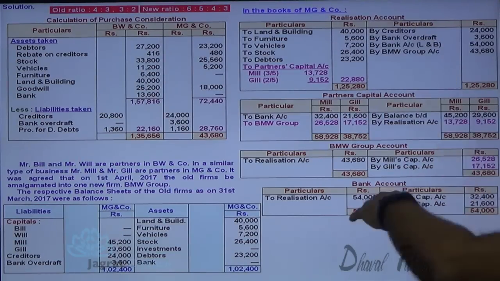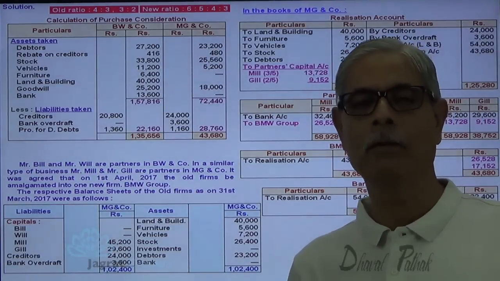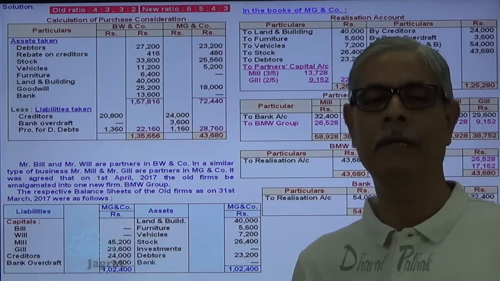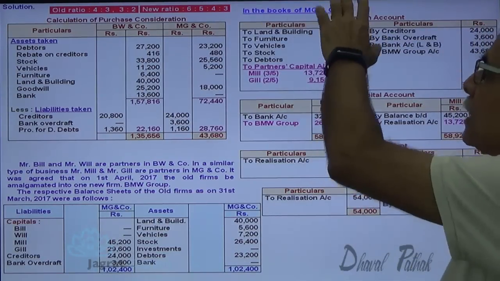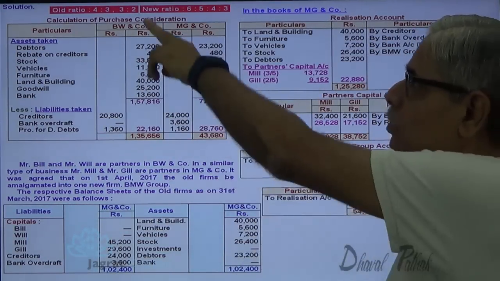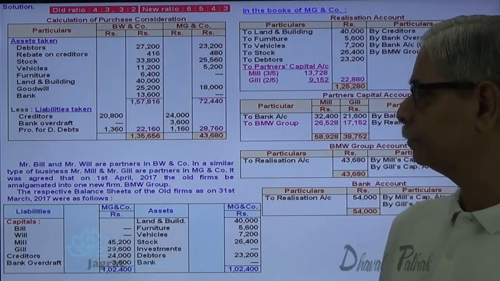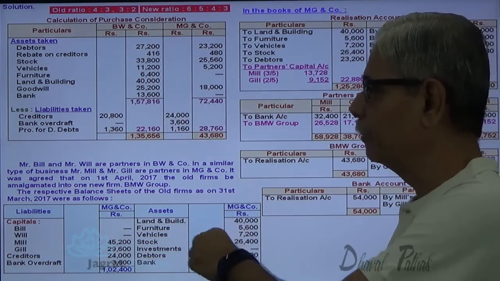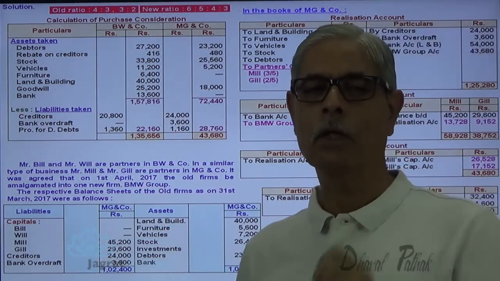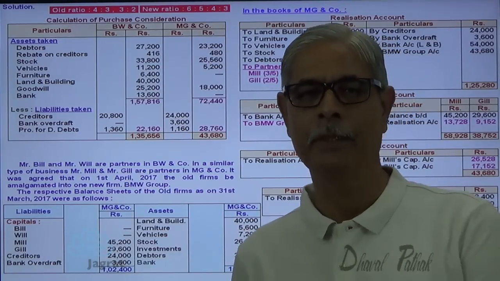Now after preparing the ledger accounts in the books of vendor firm, now I want to write down the journal entry for purchase in the books of BMW. So this is the ledger accounts of MG. I have already prepared the ledger accounts of BW. Now I want to write down the journal entries in the books of BMW, and I'll also prepare the balance sheet in light of given information. Now let me do that.